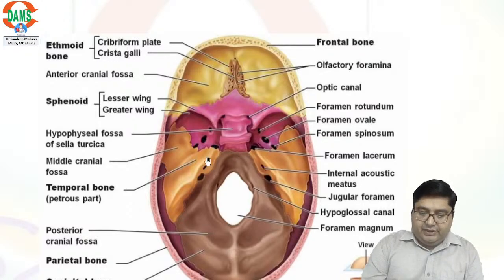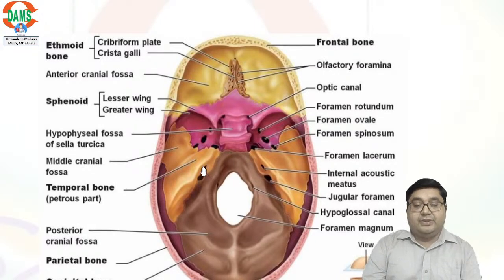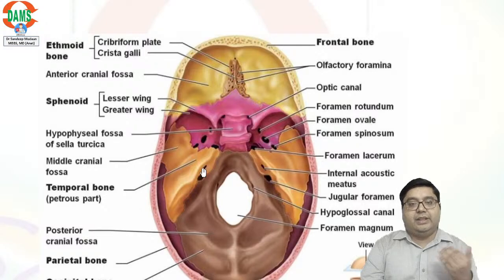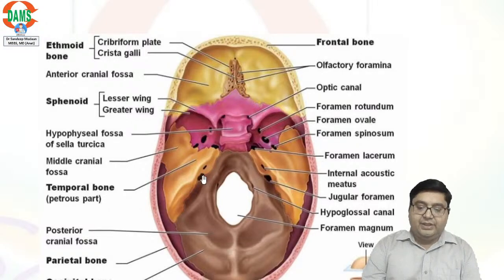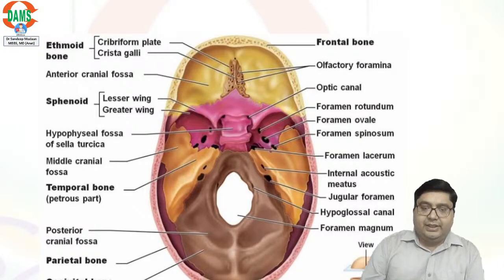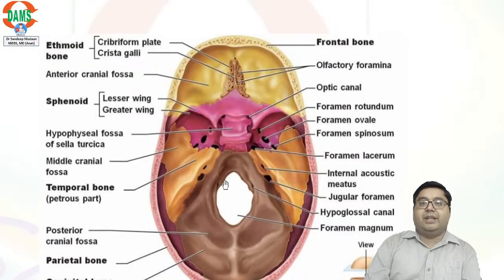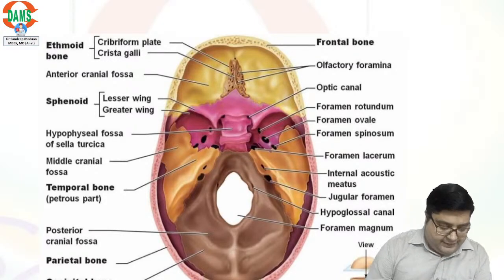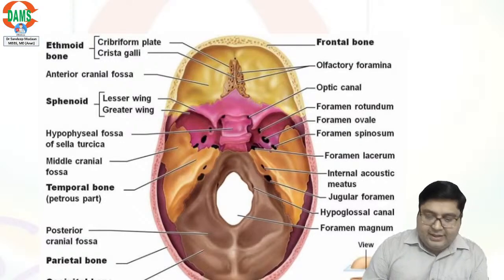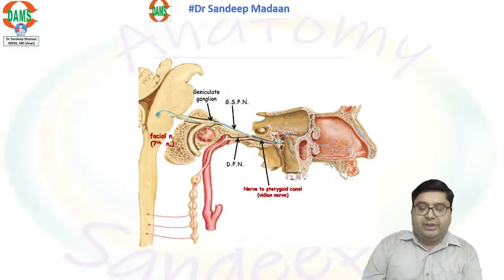And after that, we have the petrous part of temporal bone, and here we can see that we have internal acoustic meatus, right? Which is allowing the 7th nerve, 8th nerve, and the labyrinthine artery. And here you can see the jugular foramen, allowing the 9th, 10th, and 11th nerve to pass. And from the hypoglossal canal, we have basically the hypoglossal nerve, right? So that is one of the important areas.